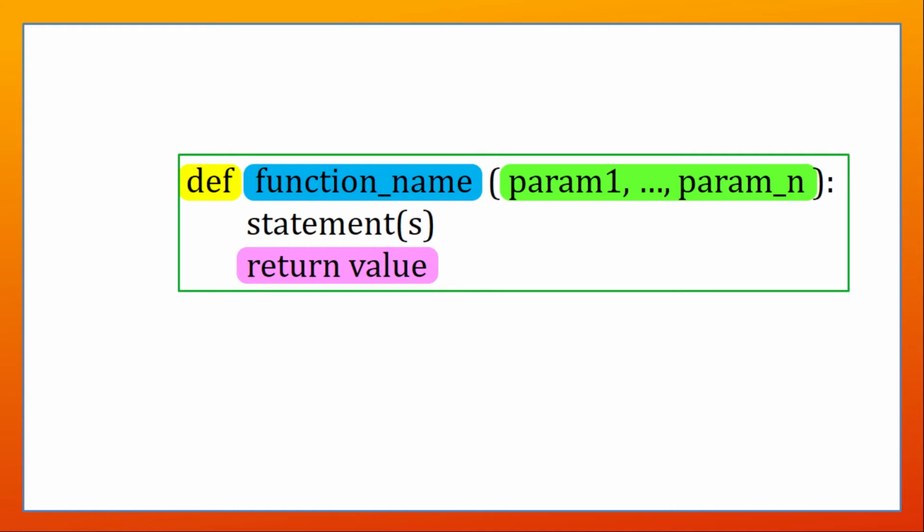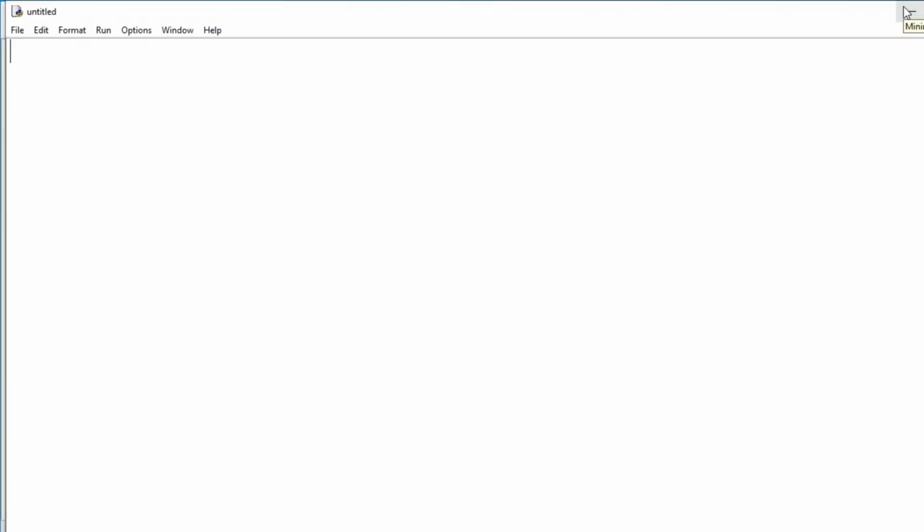The parenthesis can be empty or it can contain the list of parameters. Please note, if the function accepts any parameter, that should be specified within the parenthesis while defining the function. The body of the function contains one or more statements which must be indented. A function is called by using its name followed by parenthesis.